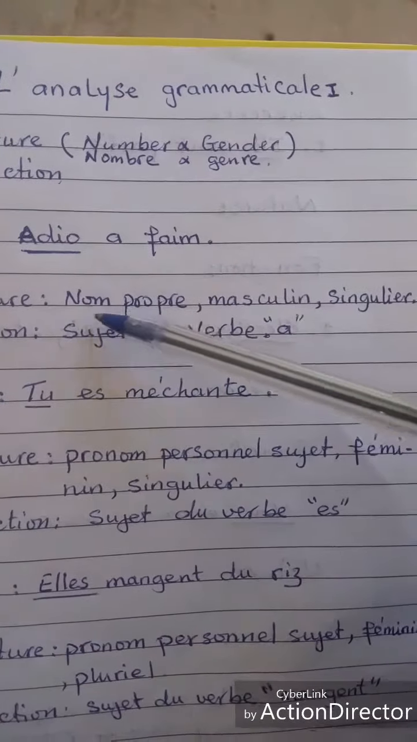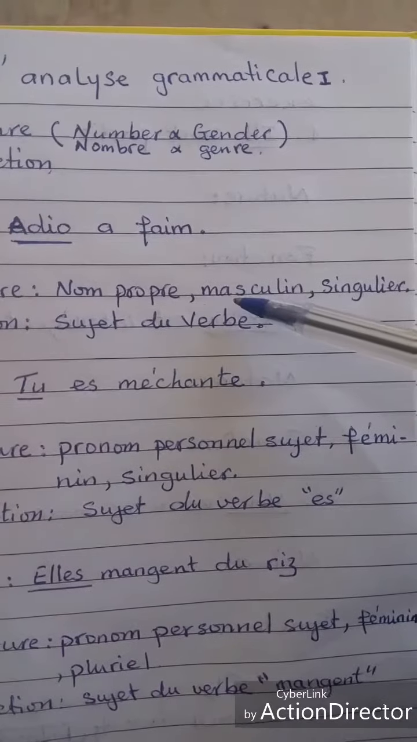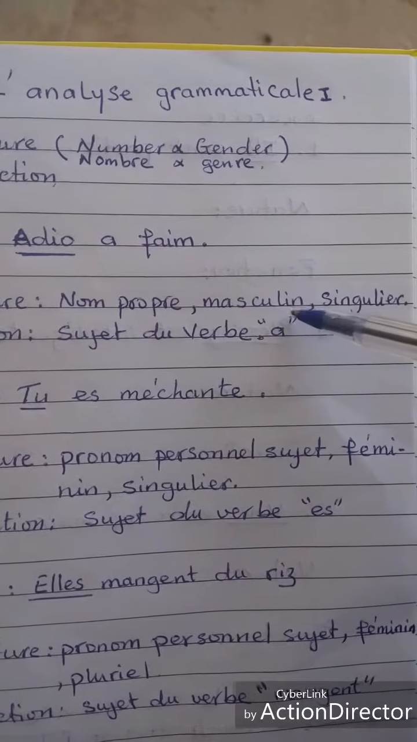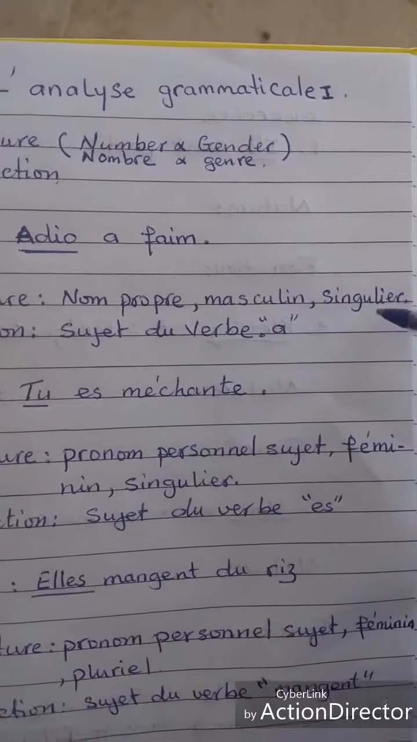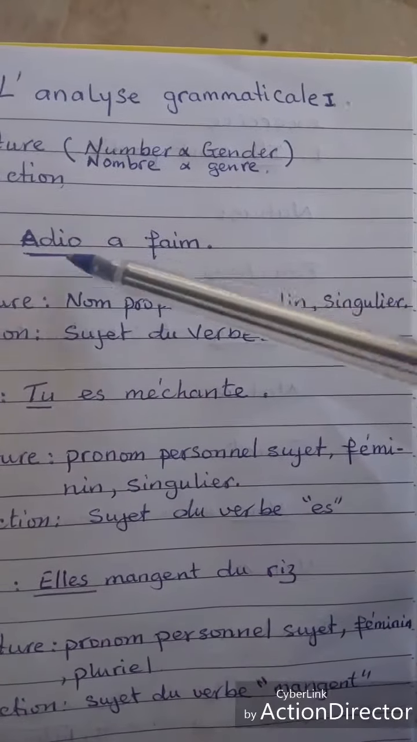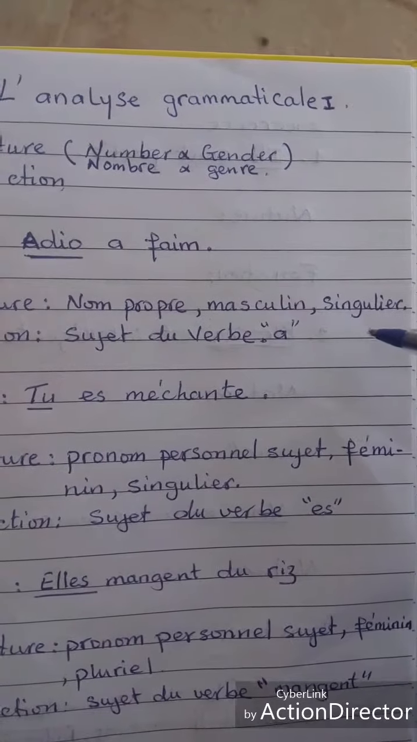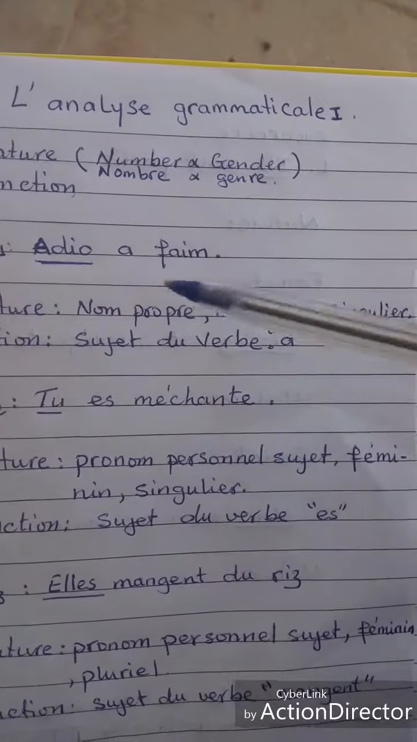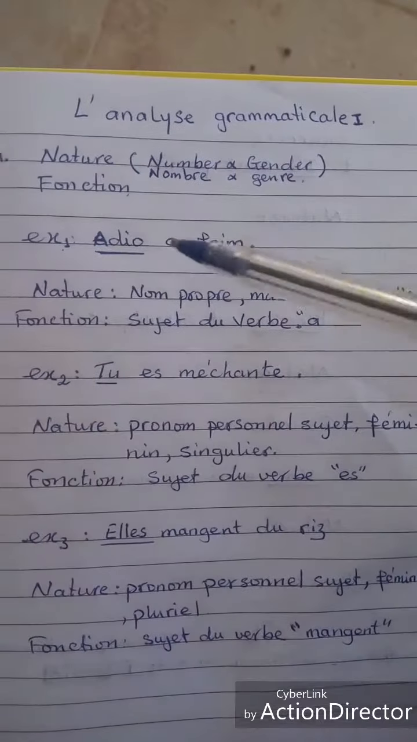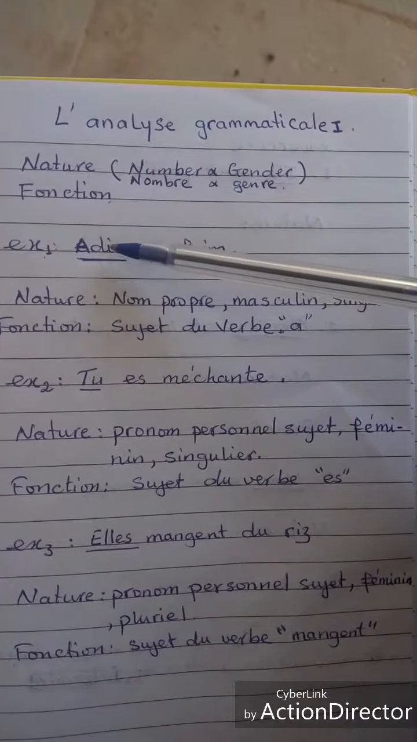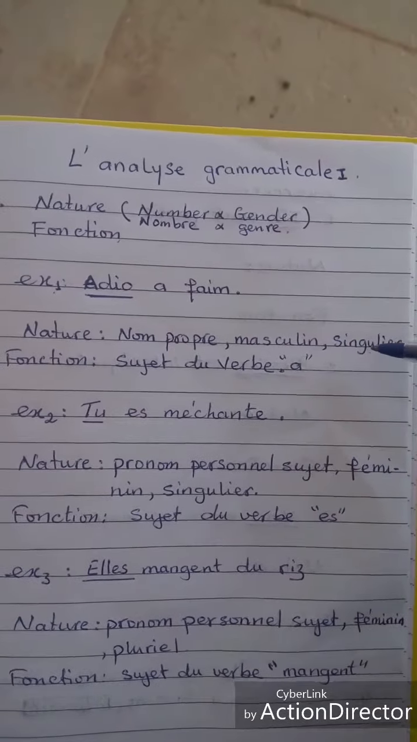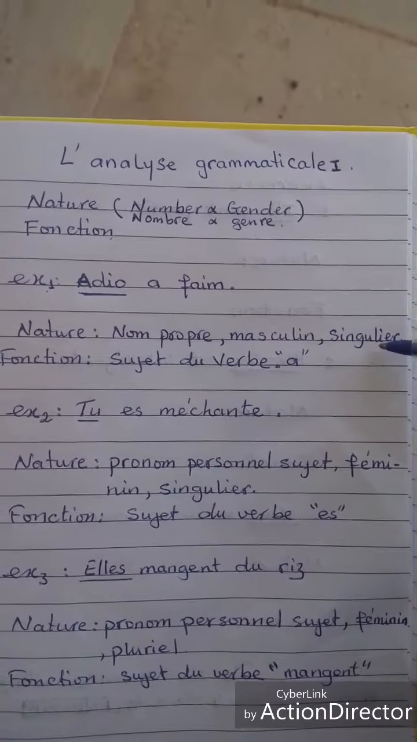So in French we read it nom propre. Adio is a masculine noun, so that's why we wrote masculin. That is the gender, and this is the number: singulier. Singulier means singular. Adio is not a plural noun, it's a singular noun. So these three elements represent the nature of Adio: nom propre, masculin, singulier.